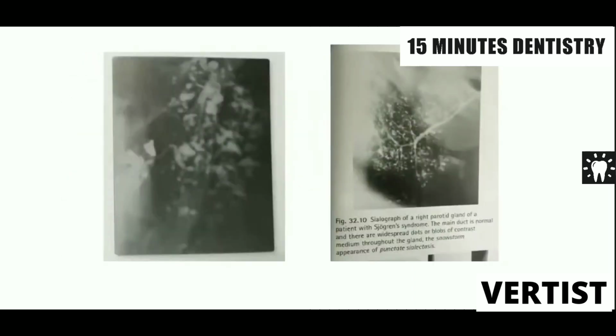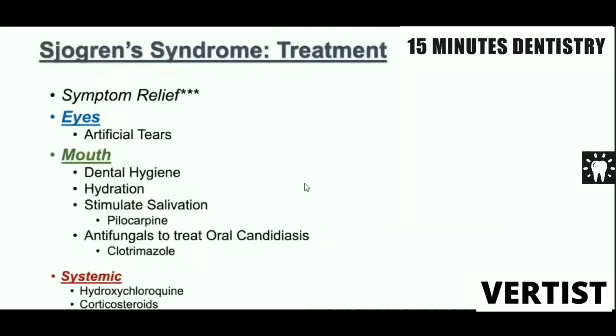This is sialography of Sjogren's syndrome in the parotid. As you can see here, it's called cherry blossom or snowstorm appearance. Why? Because the sialographic dye leaks out through the ductules and forms blobs or globules. That's why it's called punctate sialectasis or globular sialectasis. So this is a salivary sialographic picture of Sjogren's syndrome.